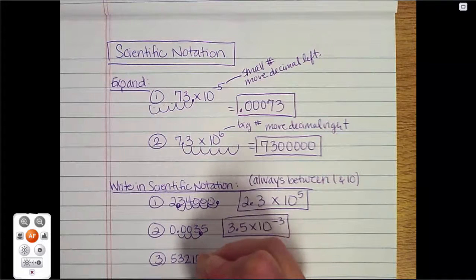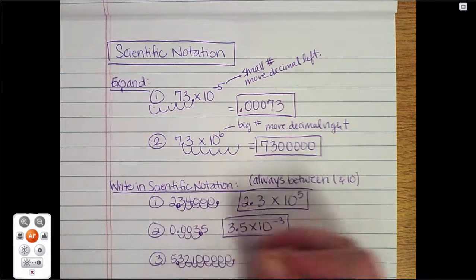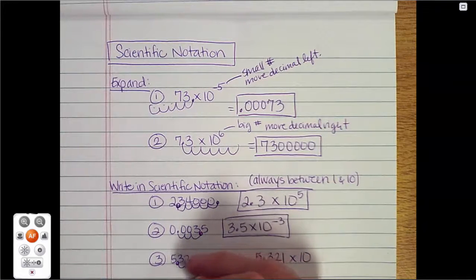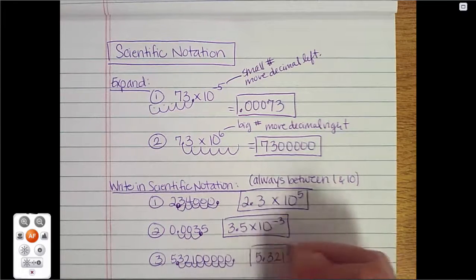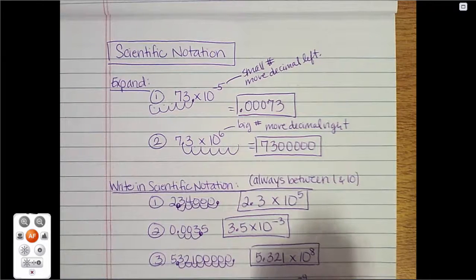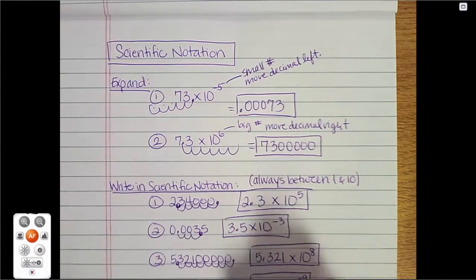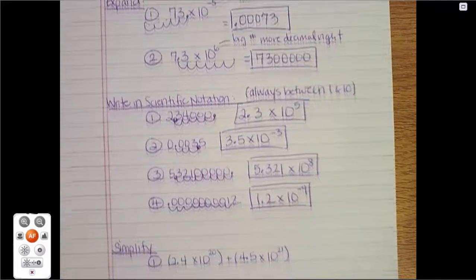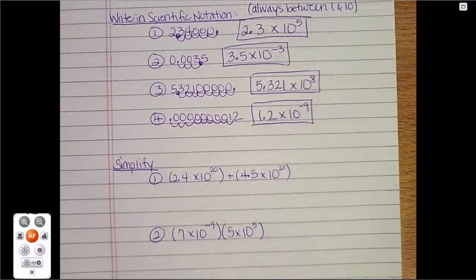My next one's a big number. To change it to 5.321, count how many times I moved my decimal, times 10 to the eighth. And finally, you'll have to pause for this last one when I move it up. That really small decimal is 1.2 times 10 to the negative 9th.